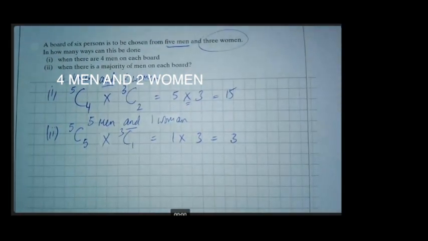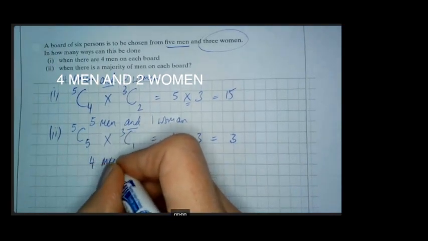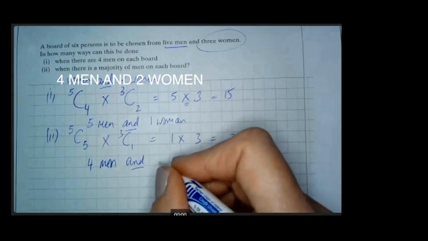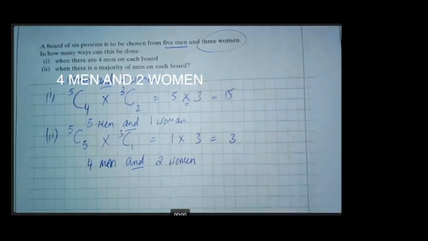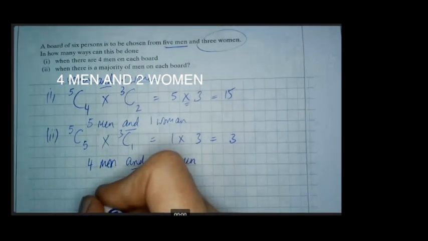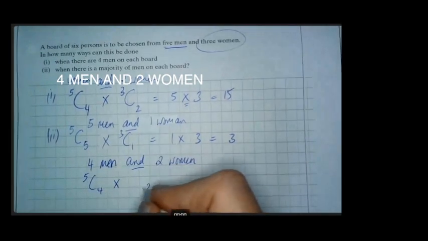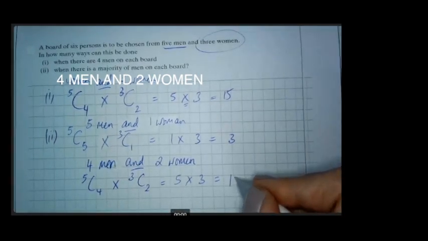Now, that's one scenario. There is another scenario if we're going to have a majority of men on each board, and that would be if I had 4 men, and I would need 2 women. So one scenario, another scenario would be 4 men and 2 women. So if I'm choosing 4 men out of the 5 and 2 women out of the 3, that calculation is 5 times 3, which is 15.